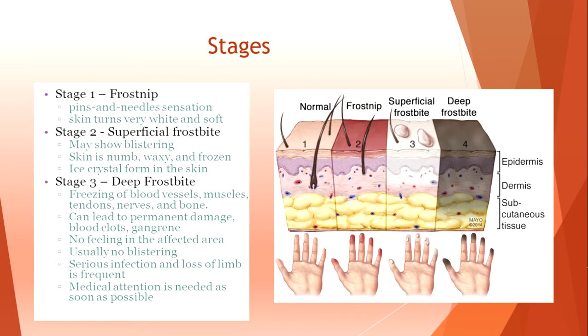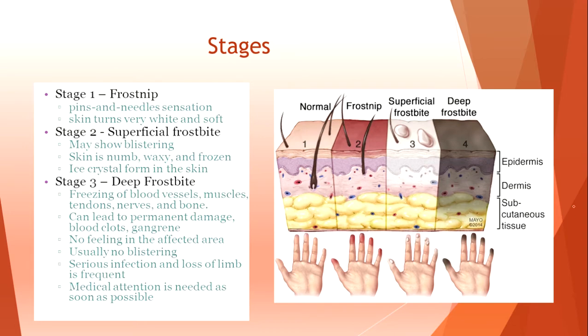So here we see the picture of the stages or degrees of frostbite. First stage, frostnip: pins and needles sensation, skin turns very white and soft. Stage 2, superficial frostbite: blistering, skin is numb, waxy and frozen, ice crystals form in the skin. Stage 3, deep frostbite: freezing of blood vessels, muscles, tendons, nerves and bones, can lead to permanent damage, blood clots, gangrene, no feeling in the affected area due to the damage to the nerves. Usually no blistering, serious infection and loss of limb is frequent. Medical attention is needed as soon as possible.